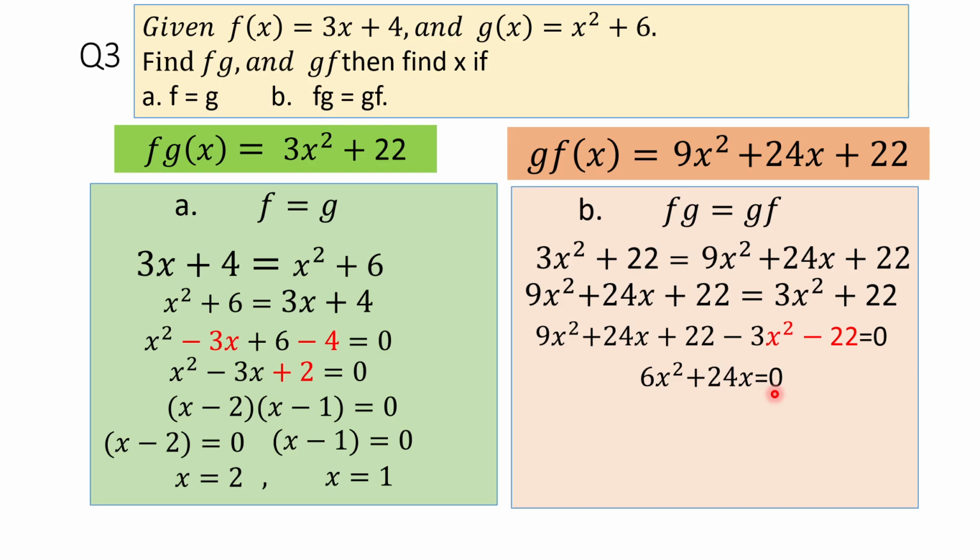Now take out the common factor. Can you identify the common factor? The common factor is 6x, and in bracket you have x plus 4 equals 0. Again form two equations using the factors. So the first factor is 6x, make it equal to 0. The second factor is x plus 4 and make it equal to 0. Therefore, the first value of x is 0, the second one is negative 4.